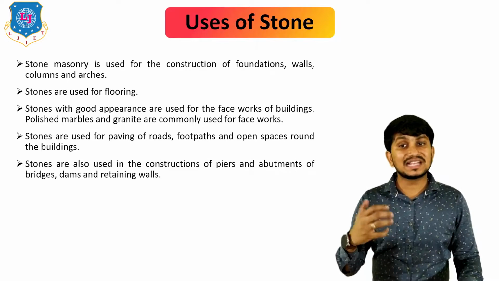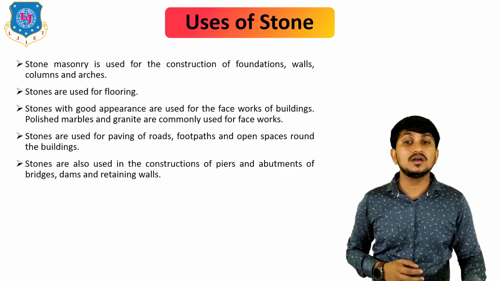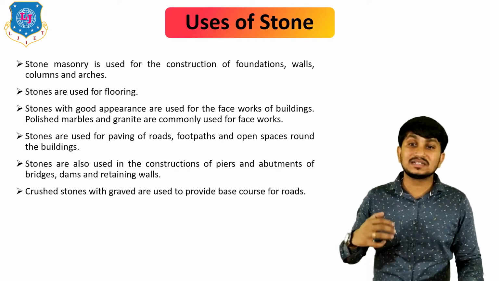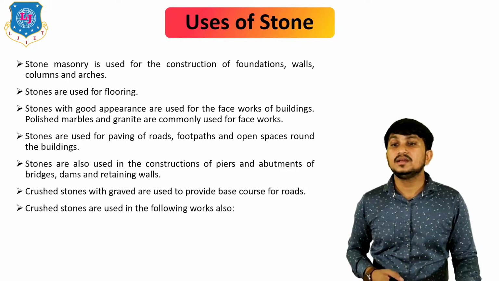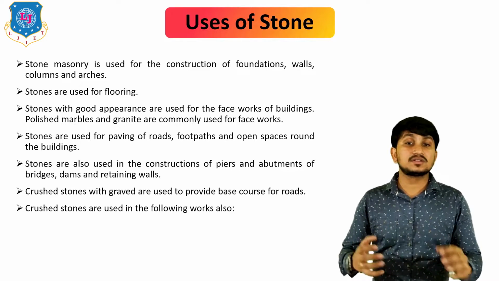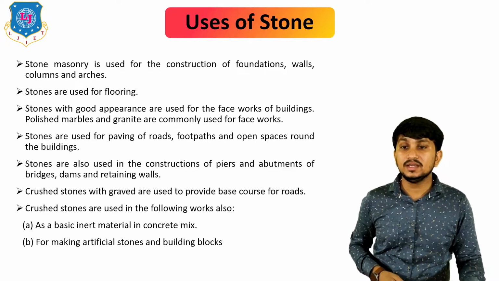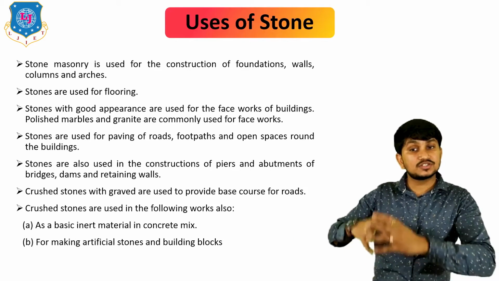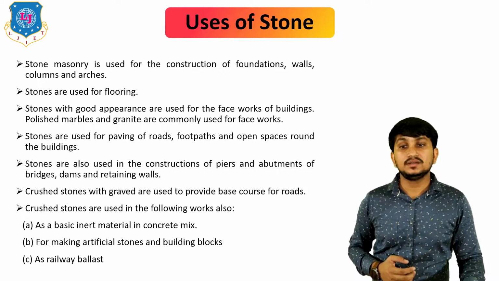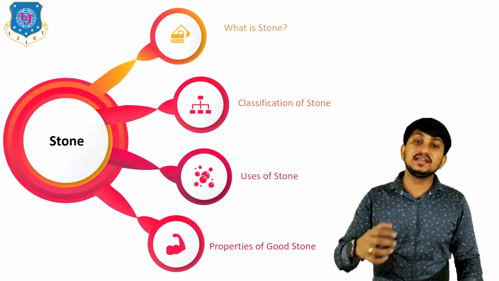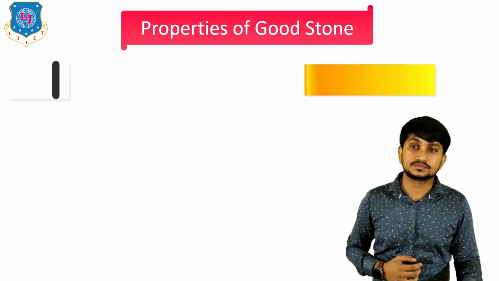The stones can be used in construction of piers and abutments of bridges, dams, retaining walls, etc. These crushed stones or gravel are used to provide base course of roads. Crushed stones are used in the following ways also: as a basic inert material in concrete mix, as aggregate for making artificial stones and building blocks, and as railway ballast. These are the various uses of stone. Now let's discuss the properties of good stone.